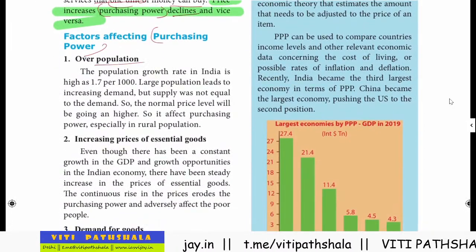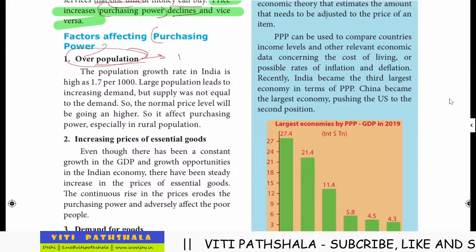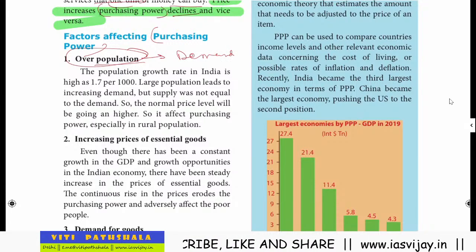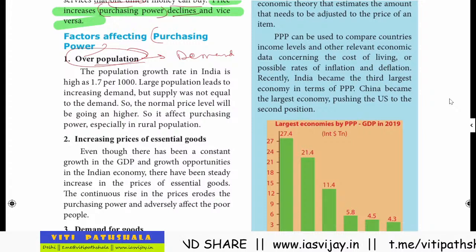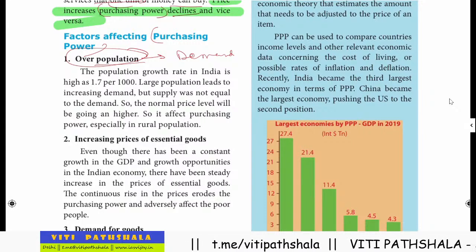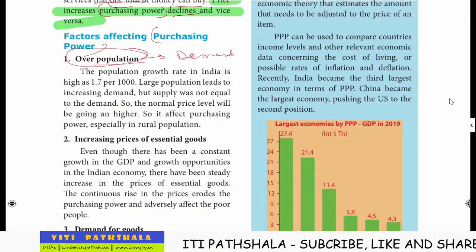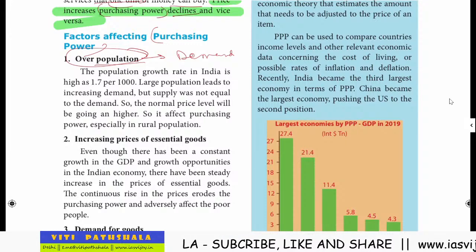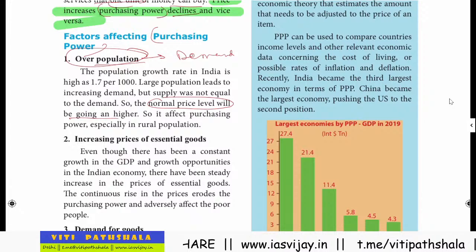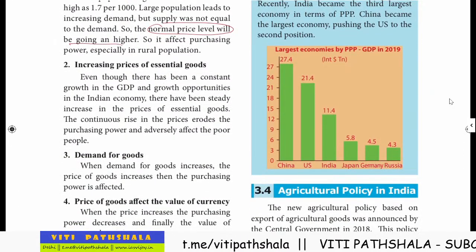First is overpopulation. What does overpopulation mean? Overpopulation means that there would be a demand. If you have less commodity in the market and there are more buyers for the product, ultimately it means the demand will be high. And if the demand is high, the prices will rise. So the normal price level will go higher, and so it affects the purchasing power. So same thing that I have explained.